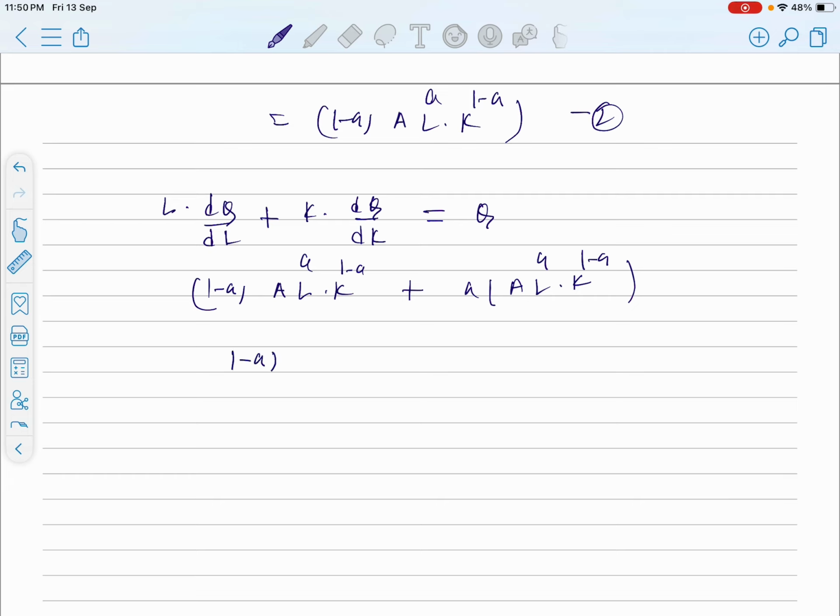That will be something like this: alpha plus 1 minus alpha, times A L raised to alpha and K raised to 1 minus alpha. Alpha and minus alpha cancel, and eventually we have the equation A L alpha K 1 minus alpha, which is equal to our production function Q. It means the Cobb-Douglas production function has been verified for the Euler theorem. Our Euler theorem has been successfully verified, and this is equal to the production function.